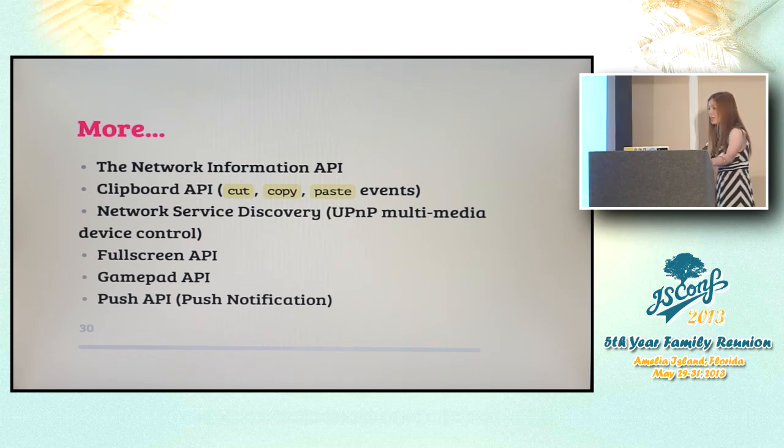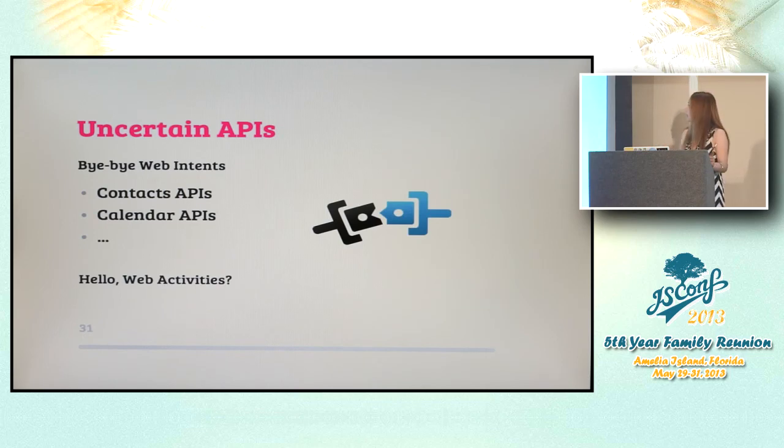Maybe some browsers already support them, maybe not. One particularly interesting to me is the Clipboard API, which has cut, copy, and paste. That would be cool. And network discovery, like Universal Plug and Play multimedia devices, so you can operate other devices as well. And full screen, maybe it's supported already. And the Gamepad API and push notifications. And there are certain APIs I'm not sure about, like contact APIs and calendar APIs.